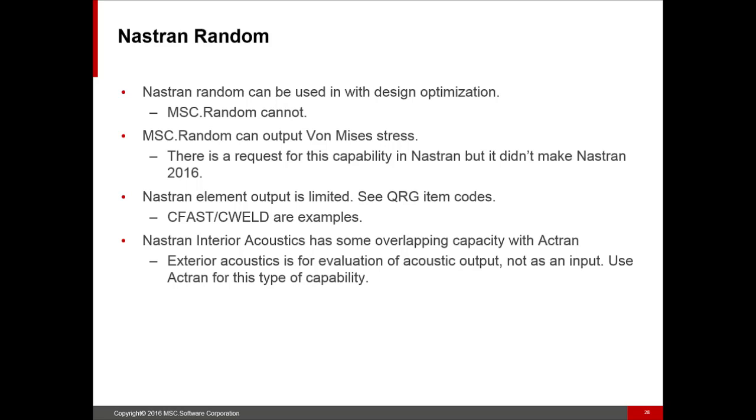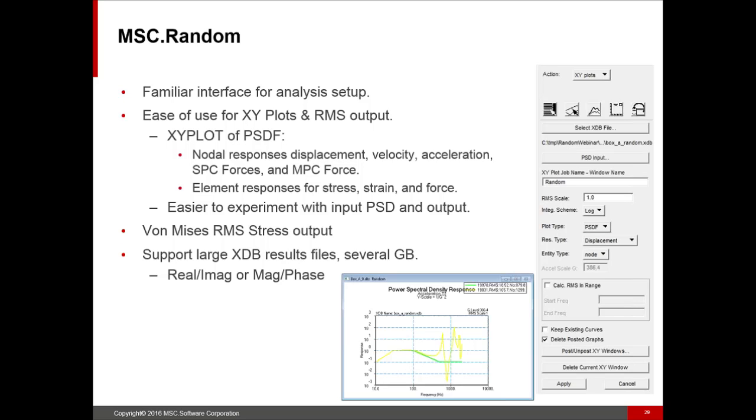So that's Nastran.Random. MSC.Random I talked a little about already. It's relatively easy to use, with lots of different output quantities, including von Mises stress, and again, easier to experiment with. It has been improved using the 100 tools. It can handle very large XDB files, also different output requests that you may have made in there. So it works out very well. Please do make use of the 100 tools. Do not make use of the 100 utilities.